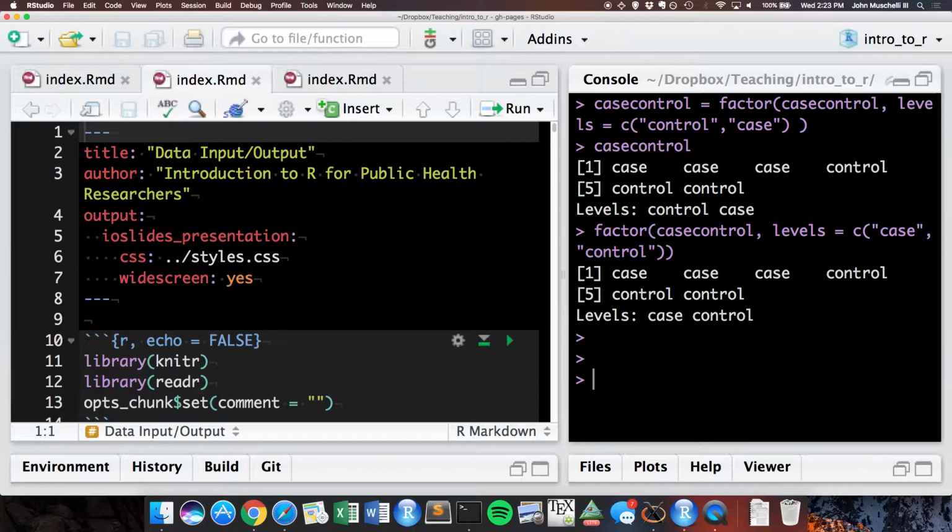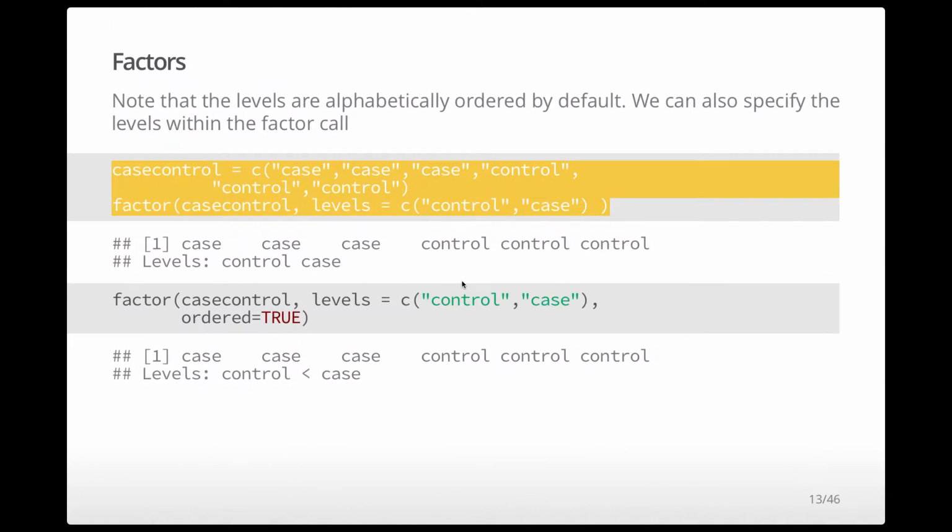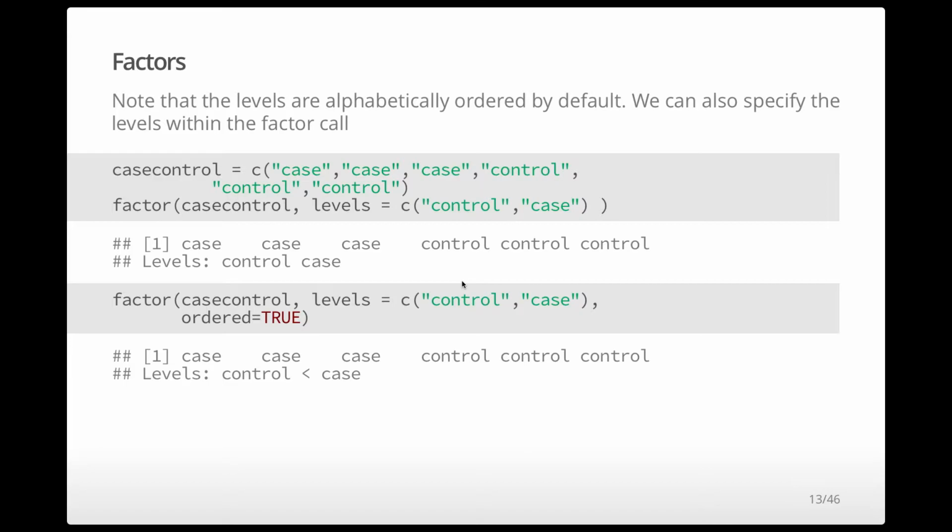So I'm saying, even if you have a data set that already has a factor, you can still use the factor command on that object and reset the levels. But you don't use the levels function. Okay? And again, you can also do ordered equals true.